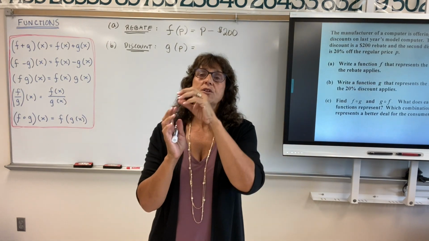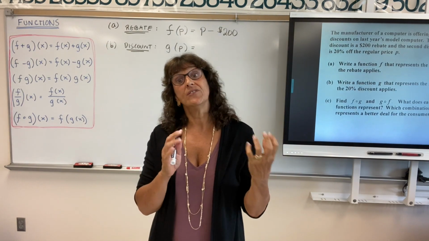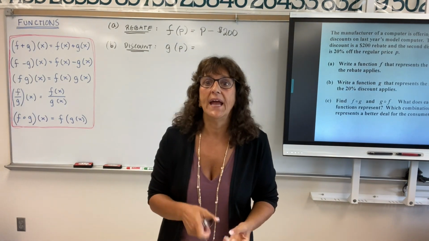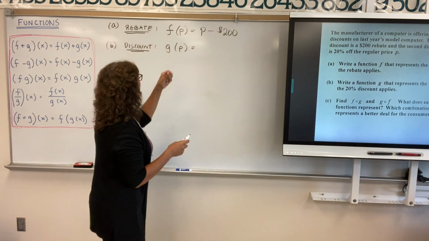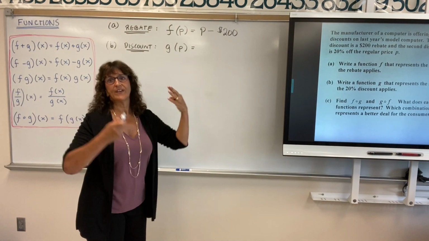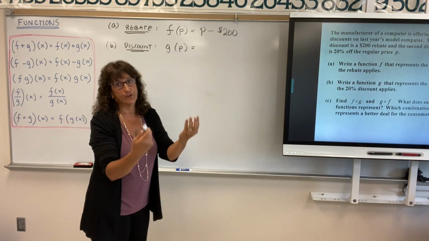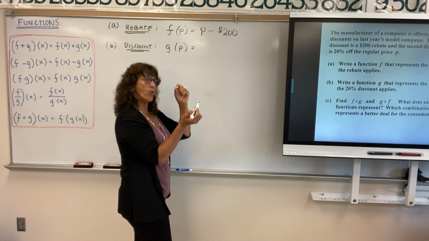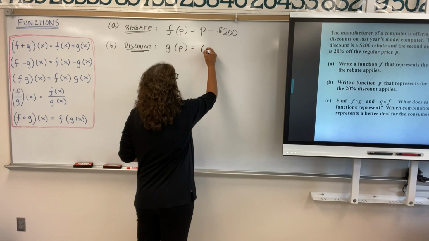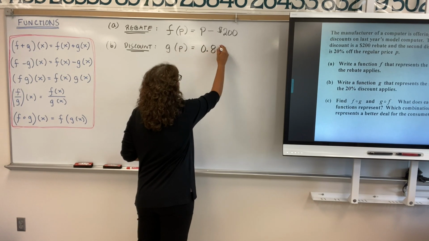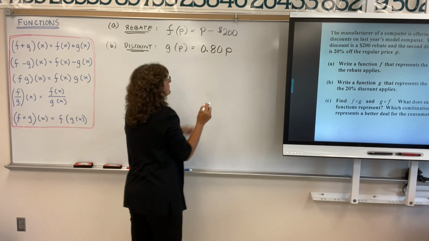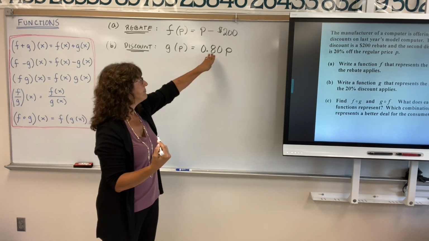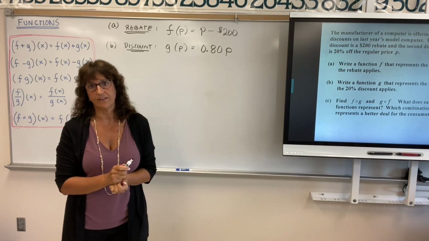Well, if I'm saving 20%, that means I'm paying 80%. So what is the price that I would actually pay for the computer? If I have a 20% discount, then I'm actually going to pay for 80% of the computer. 80% written as a decimal is 0.80. So I'll call it 0.80 times P. So if I'm saving 20%, subtracting 20%, that means I'm paying 80%. I'm going to write it like this, okay?